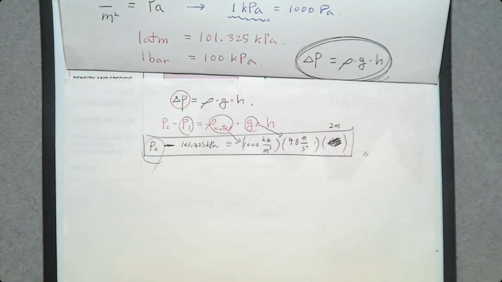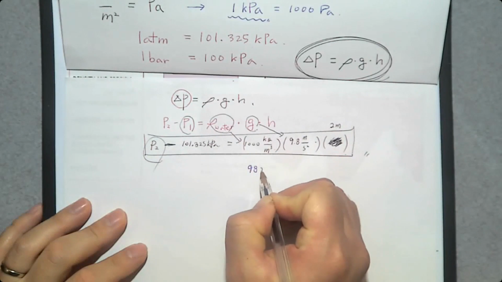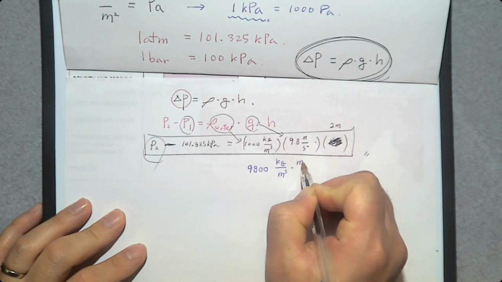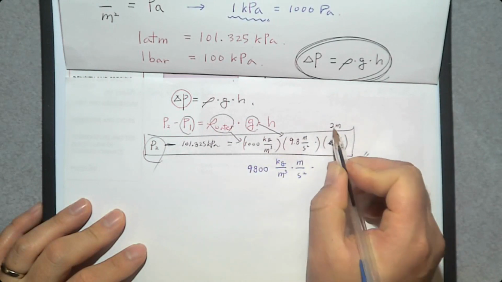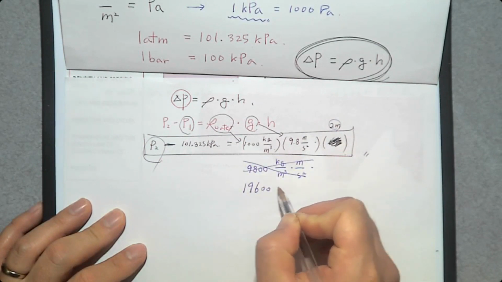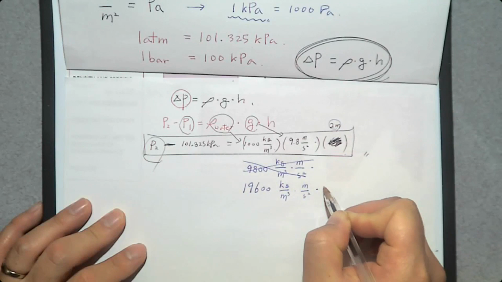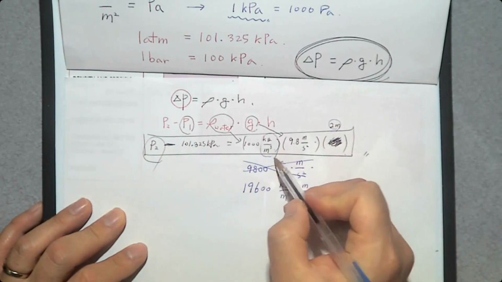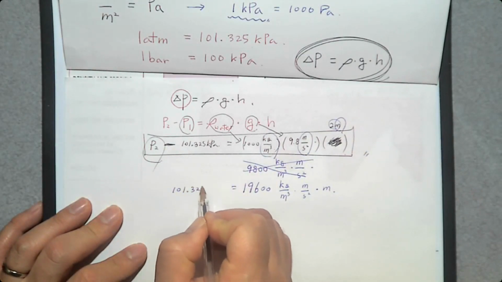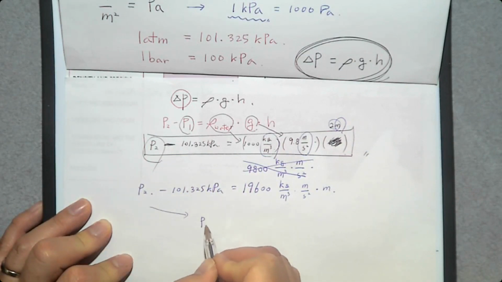9.8 times 1,000. This is going to be 9,800 kilogram per cubic meters times meter per second square times, oh, there are two, I forgot about that. 19,600 kilogram per cubic meters times meter per second square times meter, right? So this unit, and this unit should be 101.325 kilopascal minus P2. So can you determine P2?